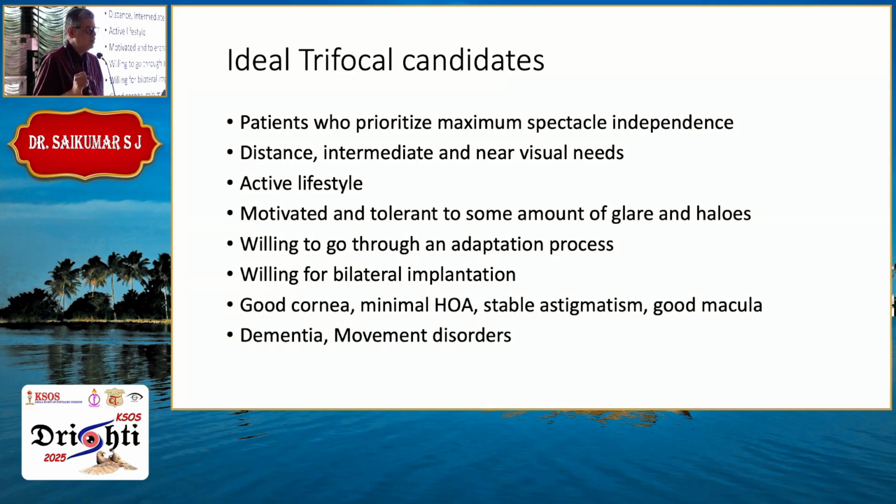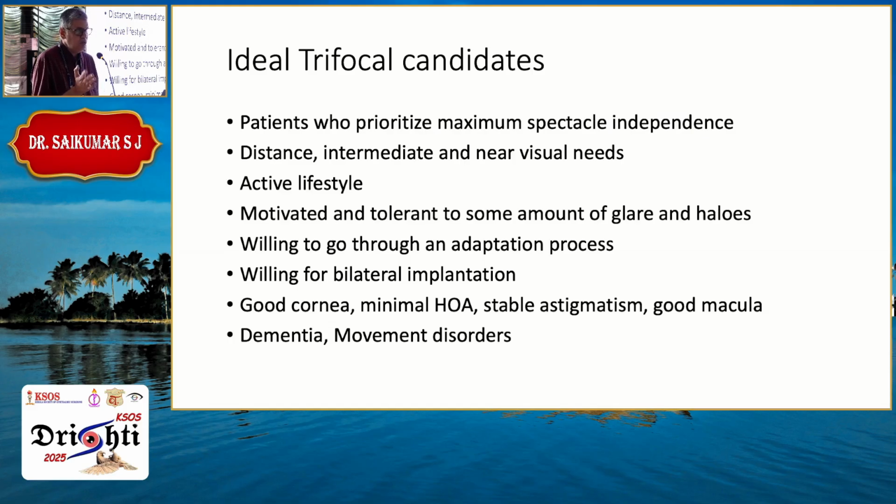This glare and halos is something which sometimes we overemphasize, using that as a weapon to dissuade patients from trifocals. I think that should not be done, but they should be told that this is a possibility. You may have it. We can't quantify how much you will have, how much you won't have. So they should be willing to go through an adaptation process, willing for bilateral implantation.